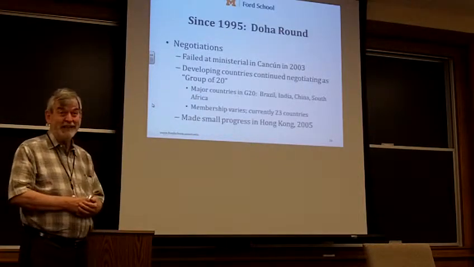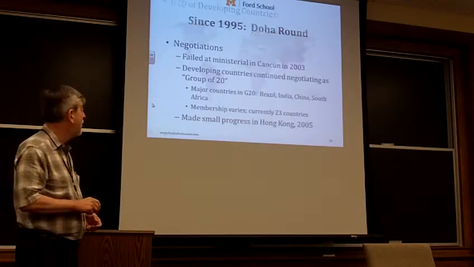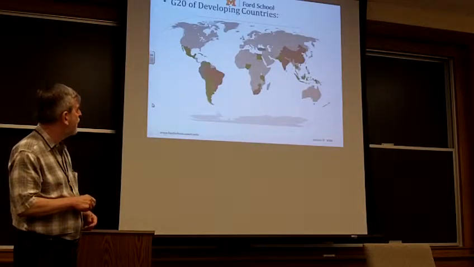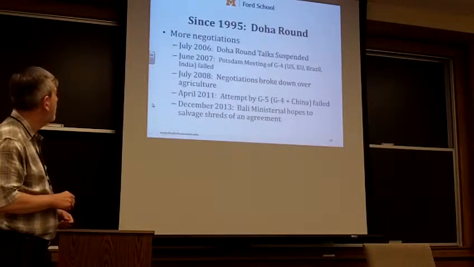Unfortunately, it has meant that the negotiations reached an impasse, and they've never managed to come to any kind of a deal. Oh yeah, here's a map that shows where those group of 20 countries are. I don't know the reason for the different colors. Somebody else made the map.